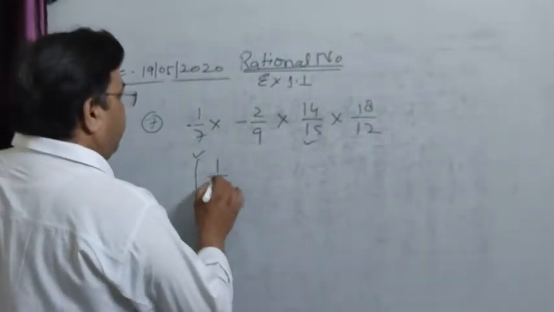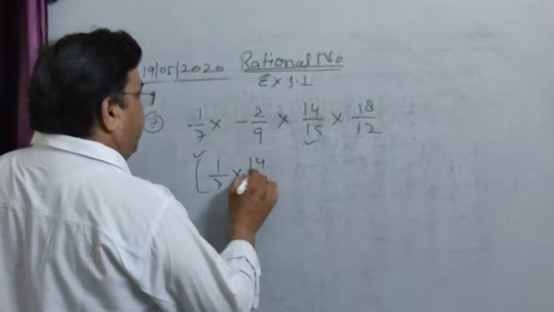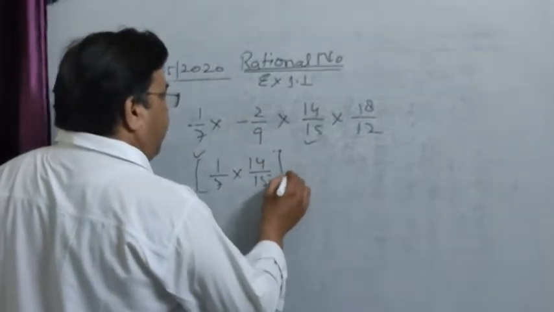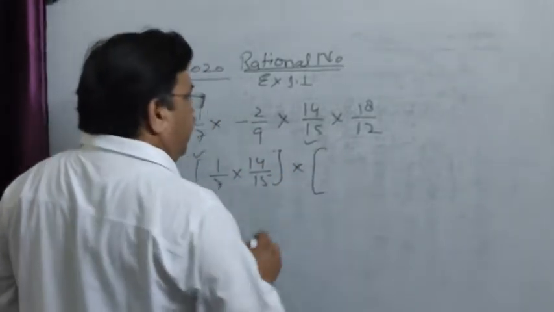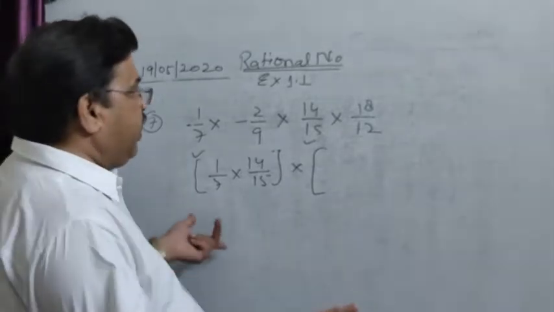1 upon 7 into 14 upon 15, and now you can take the remaining two numbers in the second pair.